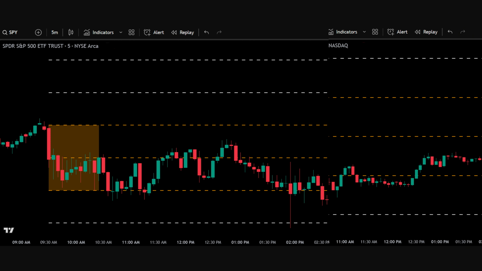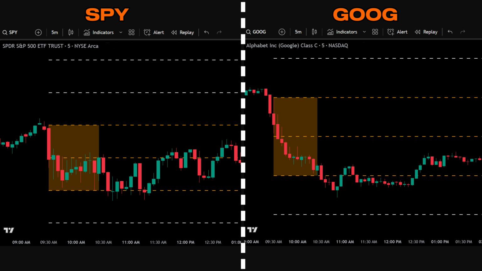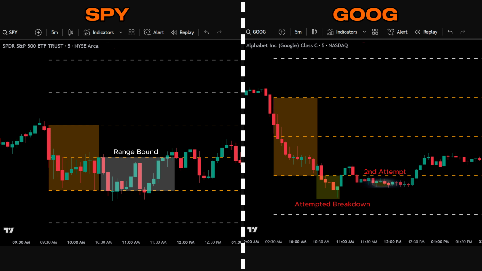For example, if we do a side-by-side comparison with Google on the same day, we can clearly see an attempted breakdown below its initial balance low. However, with the SPY remaining within its own range, the move lacked broader market support and quickly failed, pulling Google back into its prior range. A second attempt to sell off also lacked confirmation from the broader market and ultimately failed.